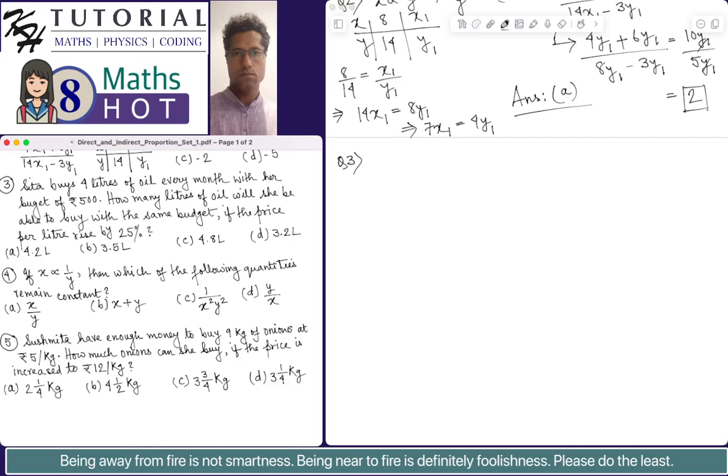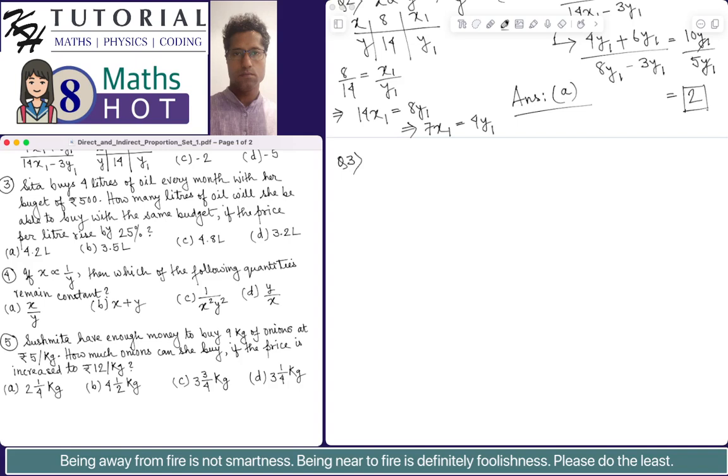Okay, so 4 liters of oil Sita buys every month with her budget of rupees 500. That is, every month 500 rupees is all she can spend in a month. That is, she cannot buy oil whose cost will be more than 500. It has to be 500.